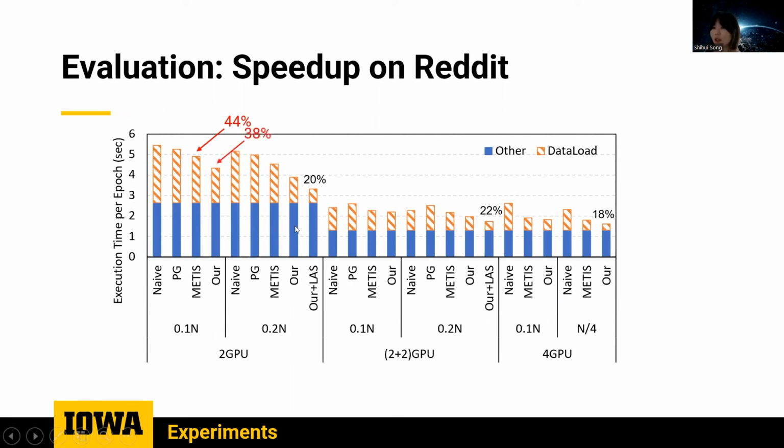When using a larger buffer size 0.2n, which means that we can store more nodes on GPUs, the data loading time of each method will decrease. But even with our method, the portion of the data loading time is still about 30%. So we apply locality-aware sampling here, and the results show that we only use 20% of the total execution time for data loading. And the results are similar on 2+2 GPUs and 4 GPUs.